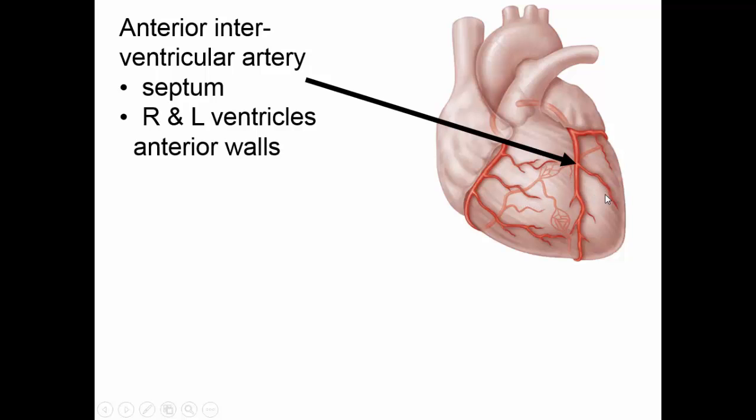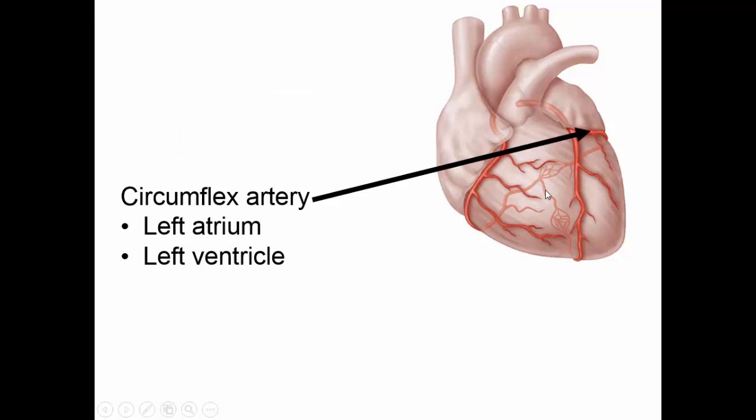Failure to get blood here and cell death occurring here is a pretty major heart attack. This is sometimes called the widowmaker because if there's a blockage in this artery, the heart attack is pretty much always fatal. The circumflex artery goes around to the back side of the heart. Branches from it will feed the left atrium and the left ventricle.